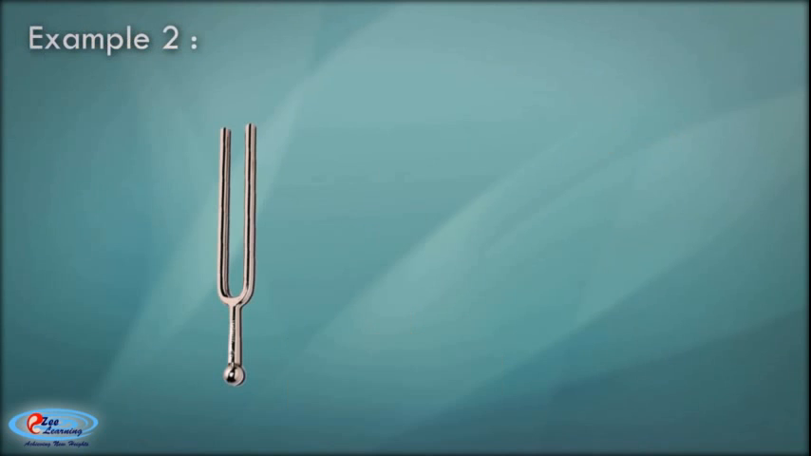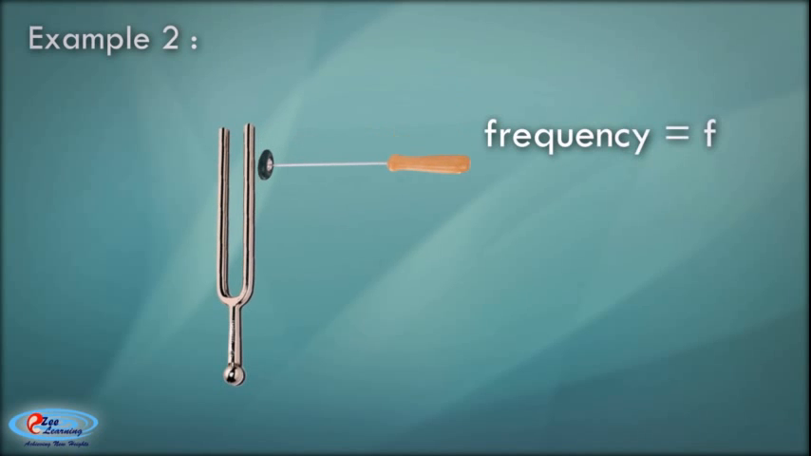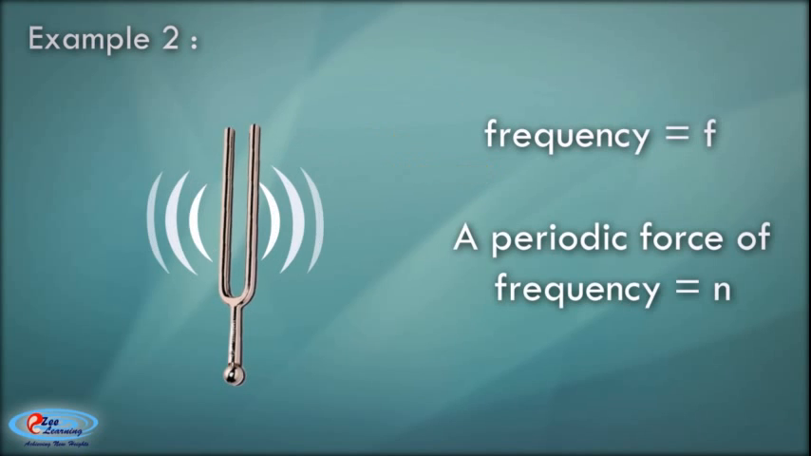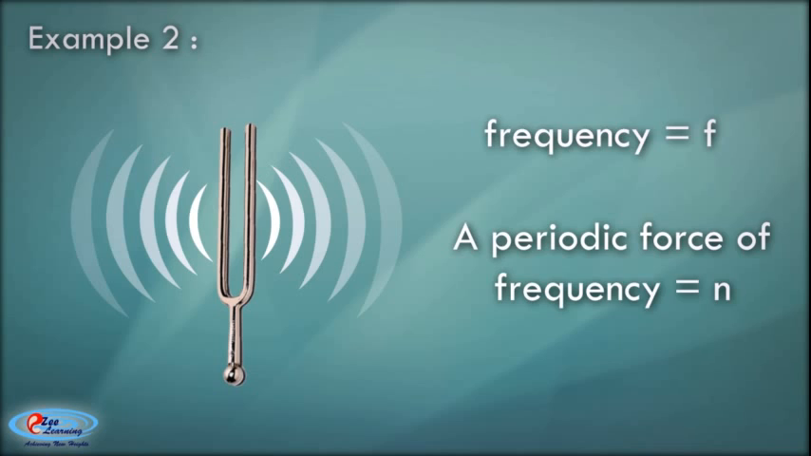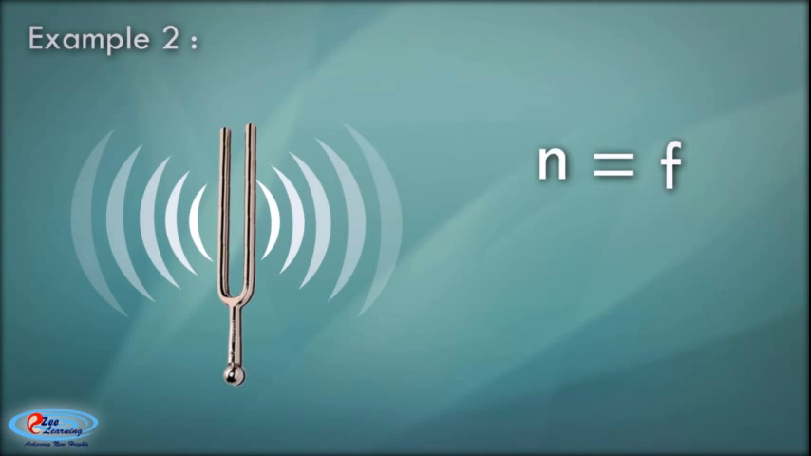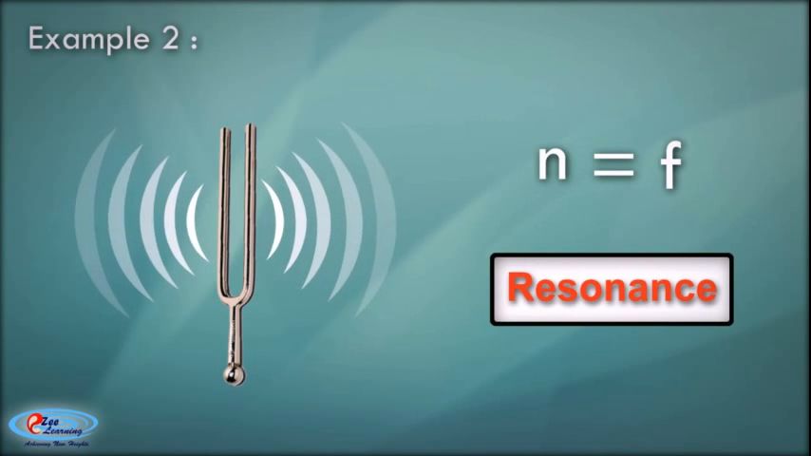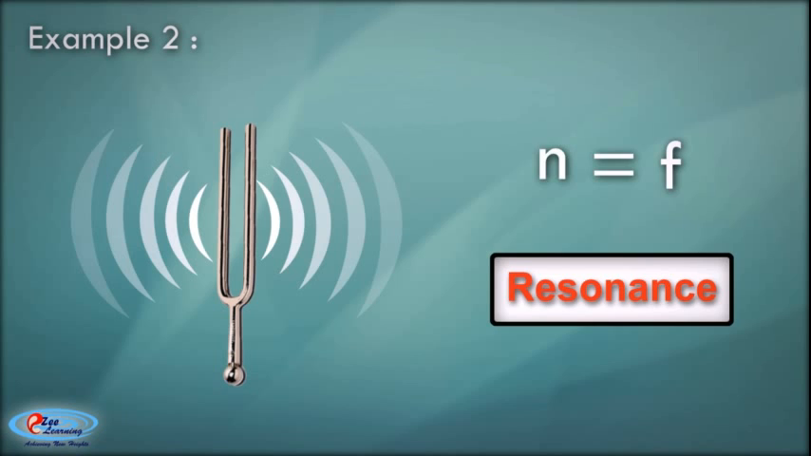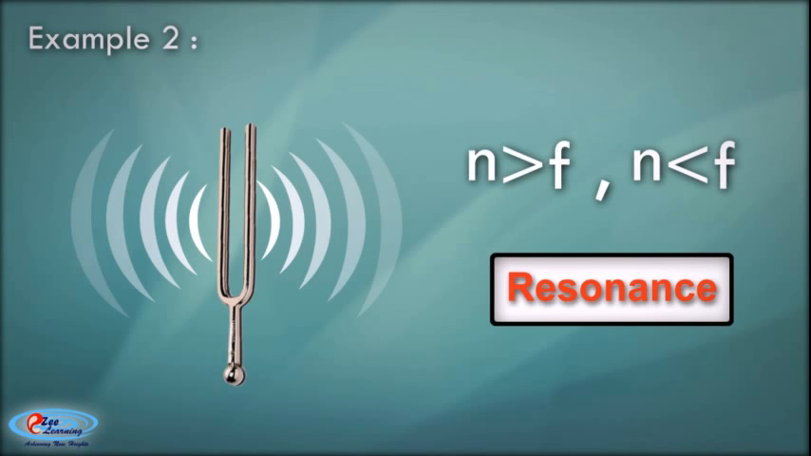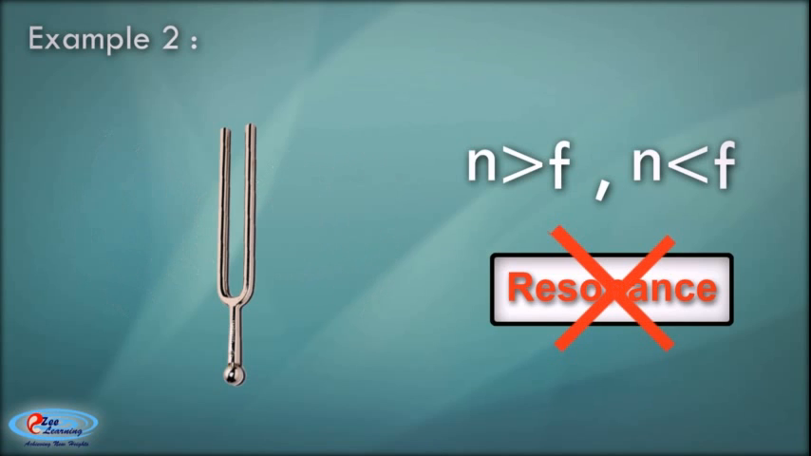Now, we see another example. Consider a body is set to vibrate and it vibrates with a frequency f. It is the natural frequency of vibration of the body. A periodic force of frequency n is applied on the vibrating body. If n equals f, the resonance is carried out and the body starts vibrating with an increased amplitude. In case, if n is greater or less than f but not equal to f, there will be no resonance, and only the forced vibrations of small amplitude will occur.